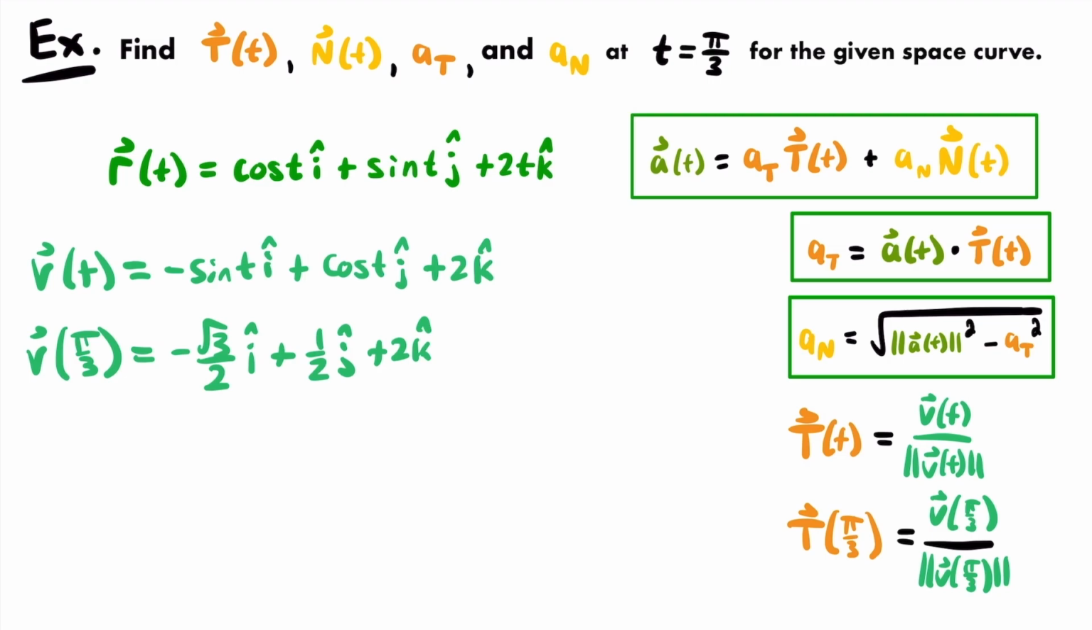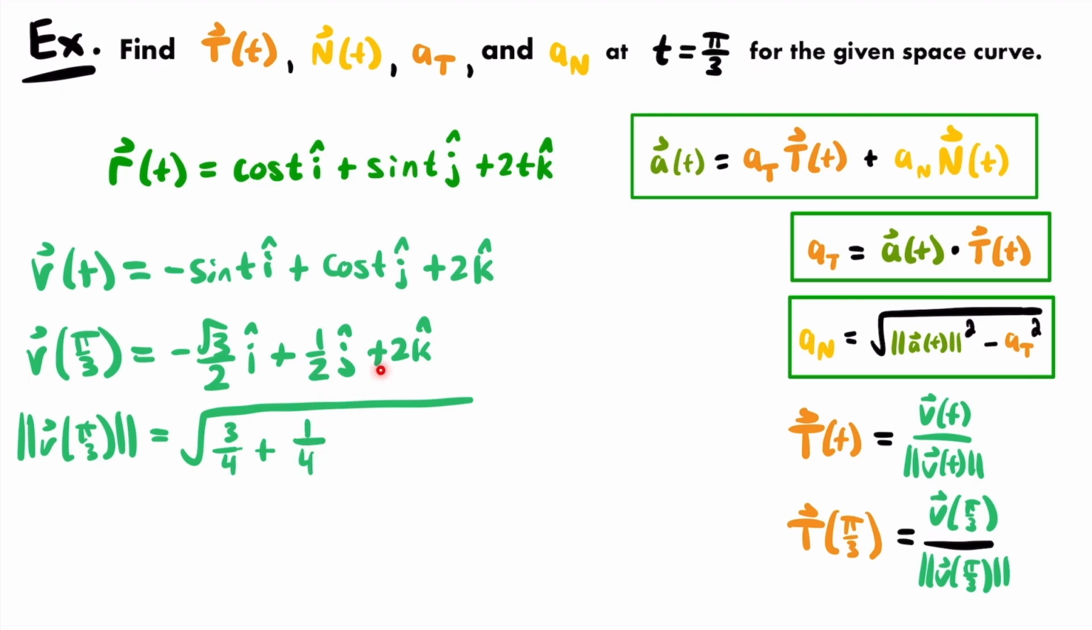Okay, so now let's take the magnitude of this vector. The magnitude of v of pi divided by 3 is equal to the square root of each of these components squared. Squaring the negative square root of 3 divided by 2 will remove that negative. The square root of 3 squared is 3, and 2 squared is 4, so we get 3/4 plus 1/2 squared, which would give us 1/4, and then plus 2 squared, which is 4.